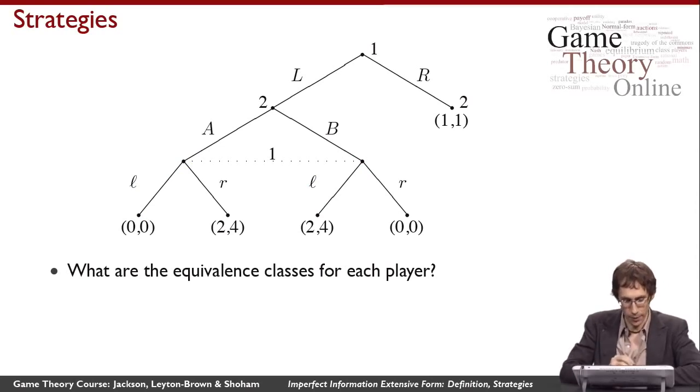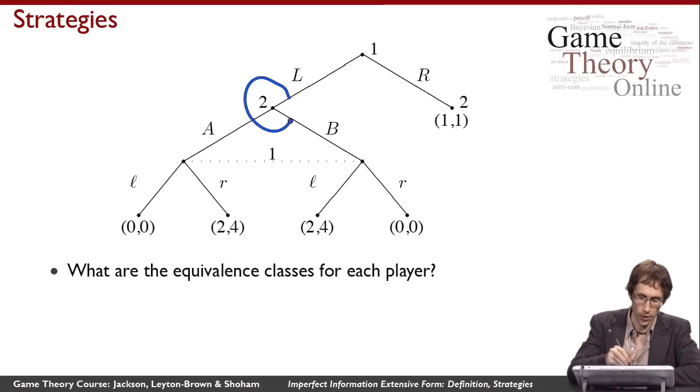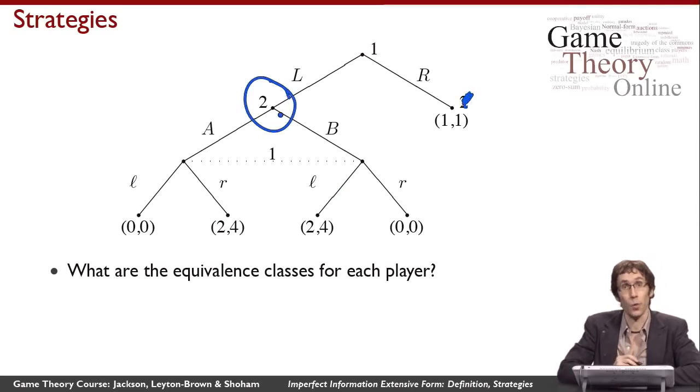And just to complete the answer to my question, what are the equivalence classes for player 2? Well, player 2 only has one choice node. Actually, there's a typo here. There shouldn't be a 2. Player 2 has only one choice node, and so he has only one equivalence class.